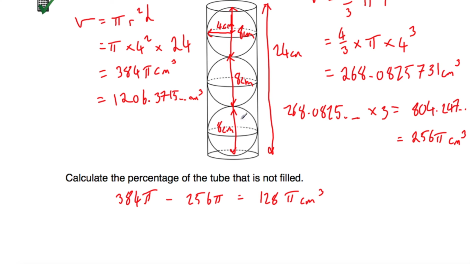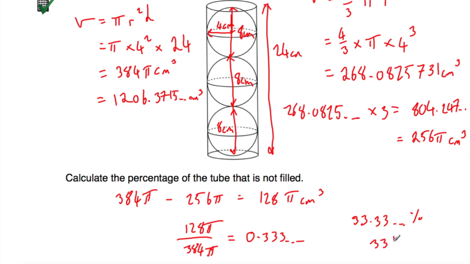Now we've been asked to calculate the percentage of the tube that's not filled. In terms of the volume of the tube that's not filled, that's the 128 pi. And in terms of the whole volume of the tube, that's 384 pi. So if we write that as a fraction, we can then convert that into a decimal, which would be equal to 0.333 and so on. And then if we multiply that by 100, we get that's equal to 33.33 and so on %, or 33 1/3 percent.